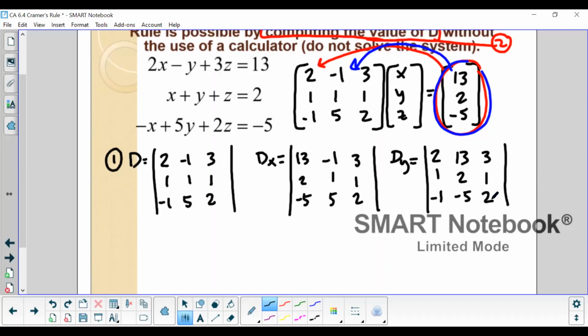So for dy, I have, and I'm going to read you the rows: 2, 13, 3, 1, 2, 1, -1, -5, 2. And I want you to do dz on your own, please, real fast, without me setting you up.